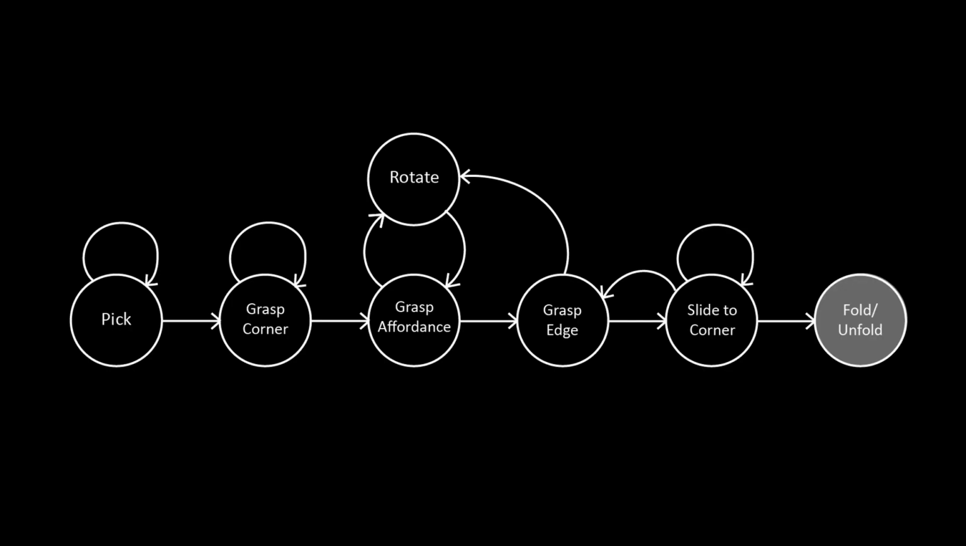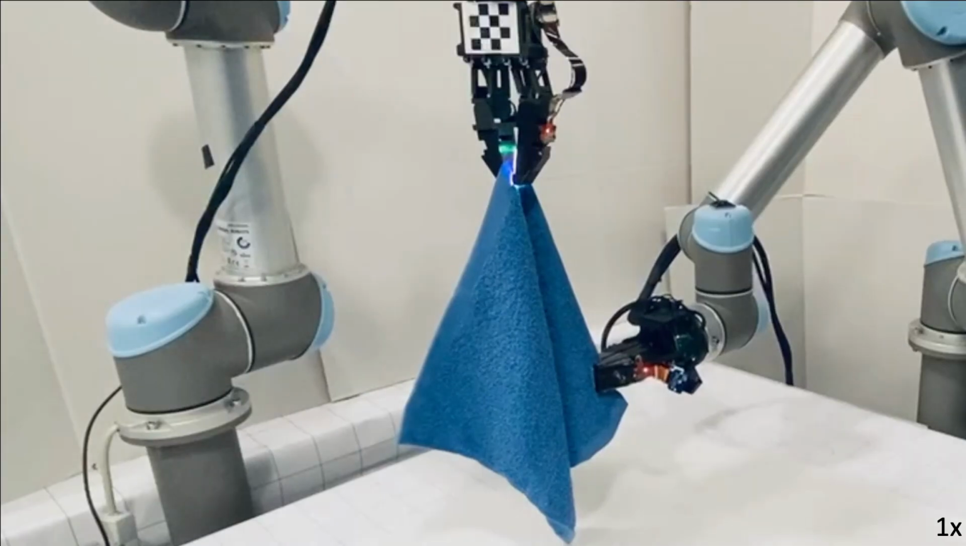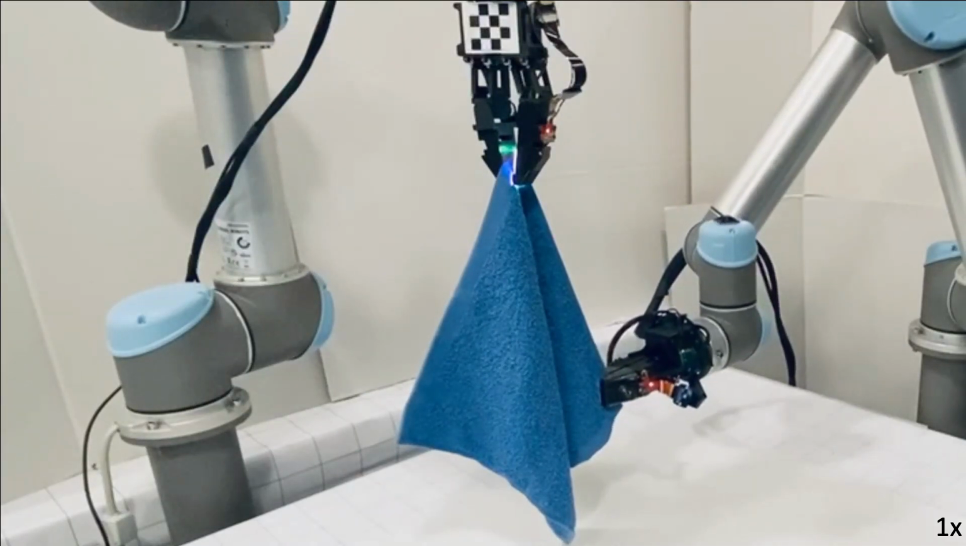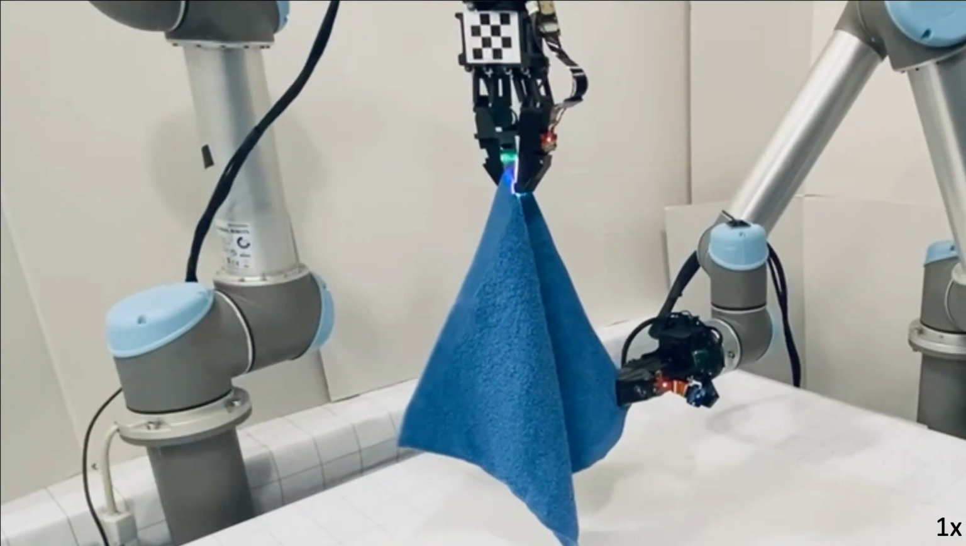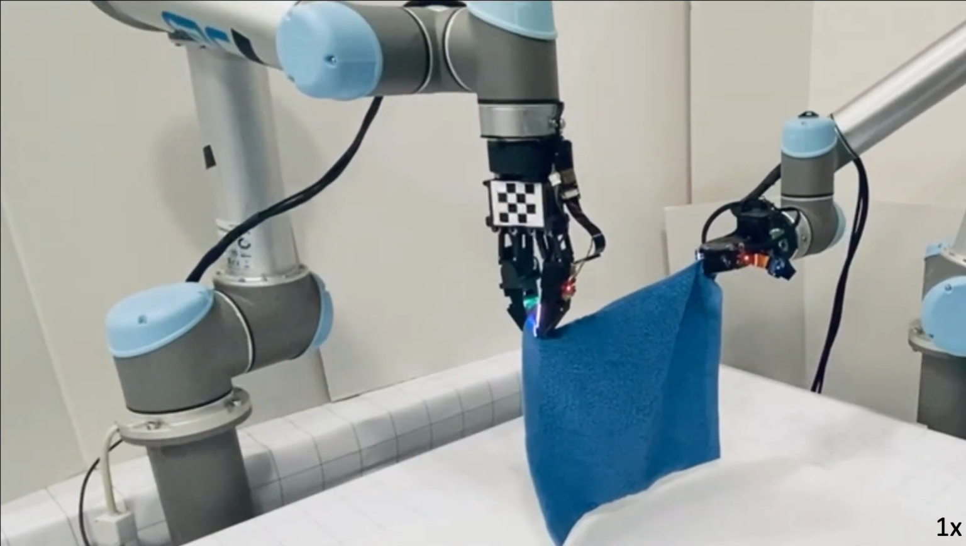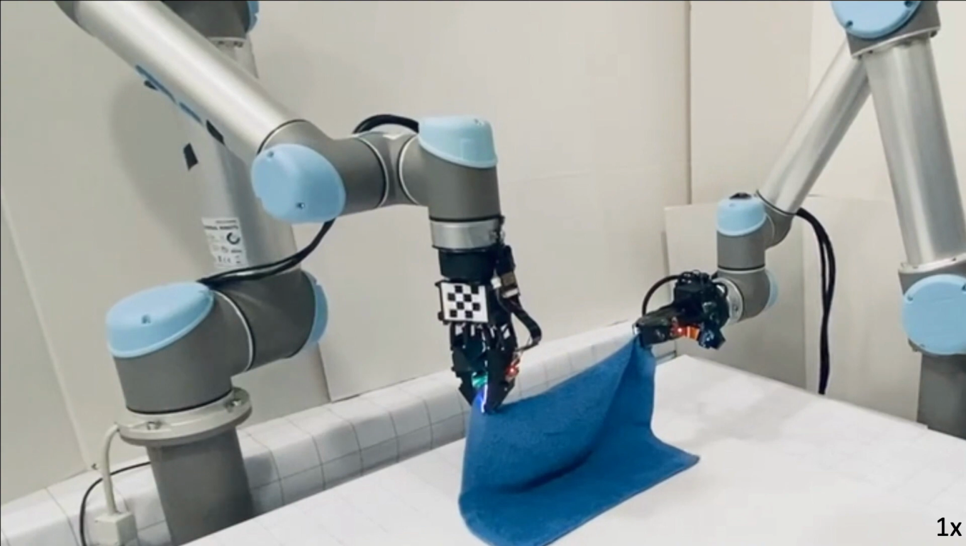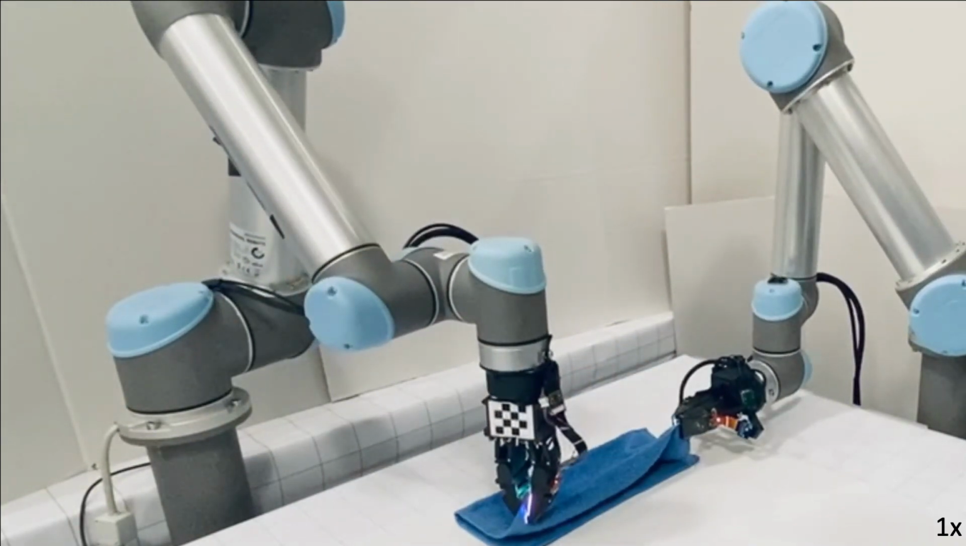Now that we can grasp adjacent corners, we move on to folding. Since we know the size of the towel, we can do tasks like folding open loop. Visuotactile feedback could be added to accommodate towels of different shapes and sizes.